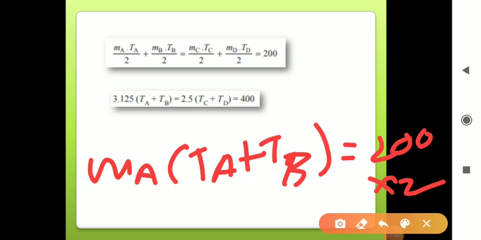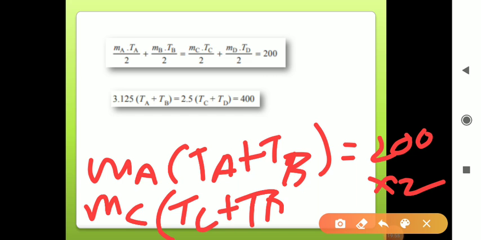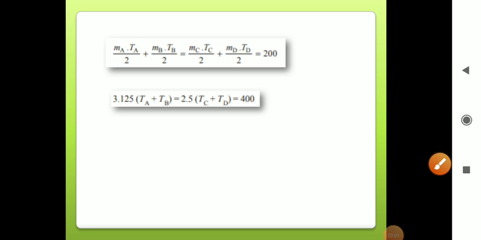Again here MC and MD will be the same. Instead, we can write MC into bracket TC by TD is equal to 200 into 2, that is 400. So we directly state here MA and MB is equal to 3.125 into bracket TA plus TB, and the value for TC and TD is common, that is 2.5 into bracket TC by TD is equal to 200 into 2, that means 400.